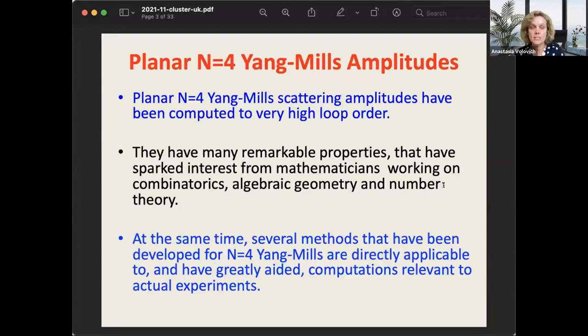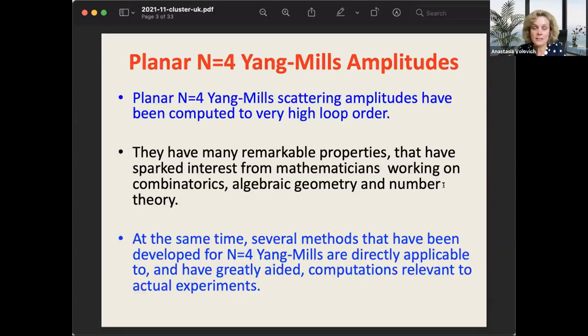So it's not just some toy model that we're looking at. We are looking at this theory, but the goal is really to eventually develop the tools which help the physicists who work on these very difficult computations relevant for collider physics. And indeed, some of the tools that have been developed have been proven to be helpful for real experimentally relevant processes.